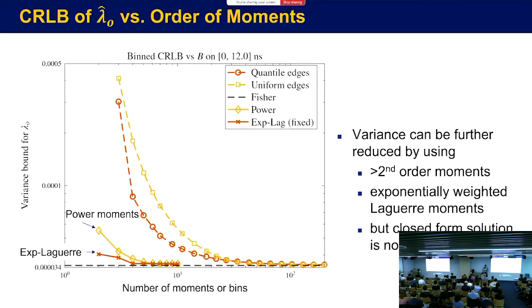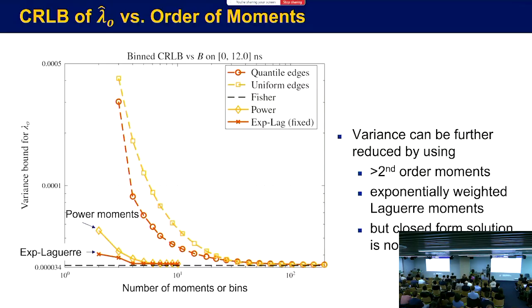In terms of theoretical performance, that's the Cramér-Rao lower bound again. So the horizontal axis is the number of beats or number of moments. As you can see, the two dashed lines are the beat methods, like a split, and the solid lines are the moment methods. So there's a power moment, that's what I described over here. So we only use two moments right now.